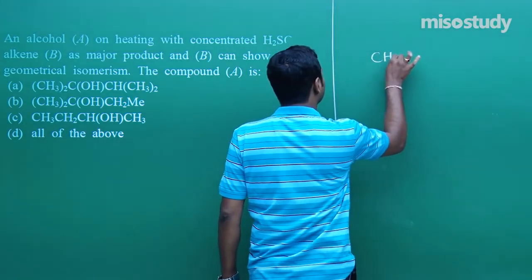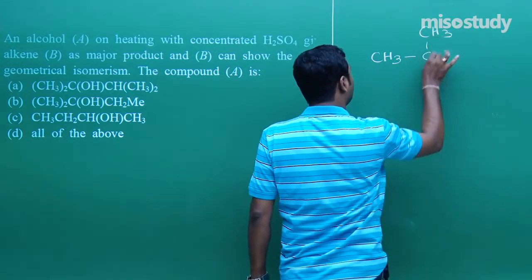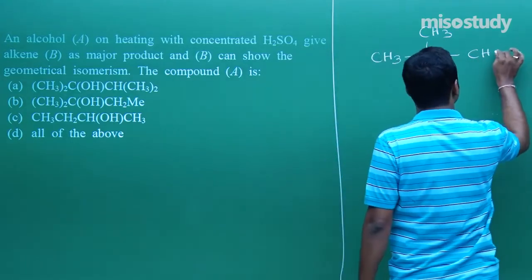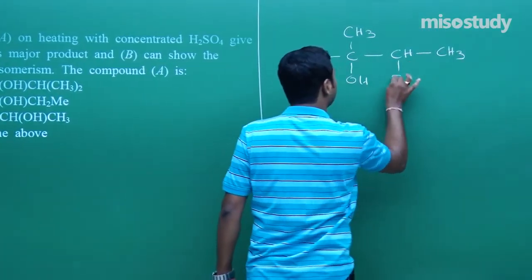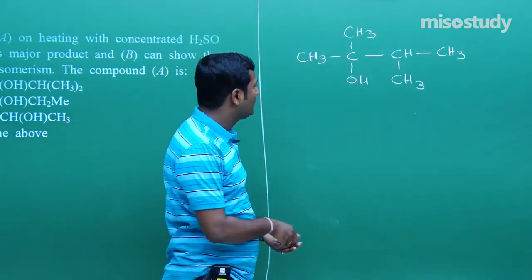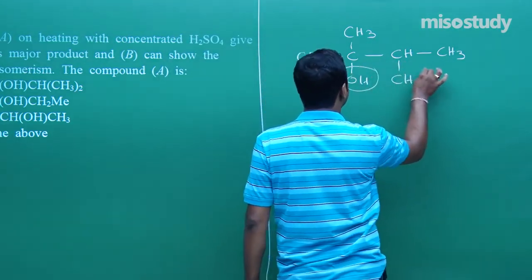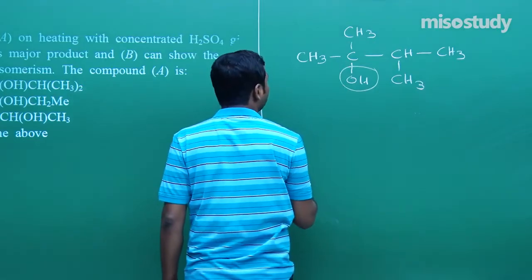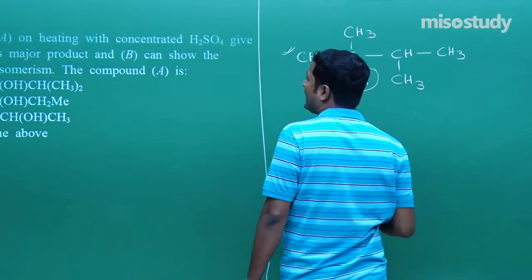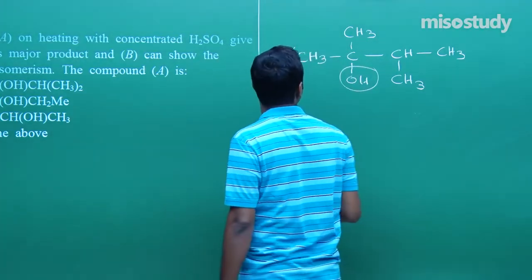If I write here CH3 twice, that is put here CH3, then OH, then CH, then CH3, then put here CH3. Clear to you? Now the condition is OH from here and H from here, and a 1,2 hydride shift also takes place. So in this case there is no certain possibility to give the compound which gives geometrical isomers. Clear?